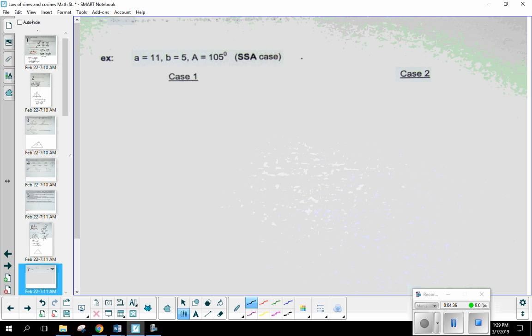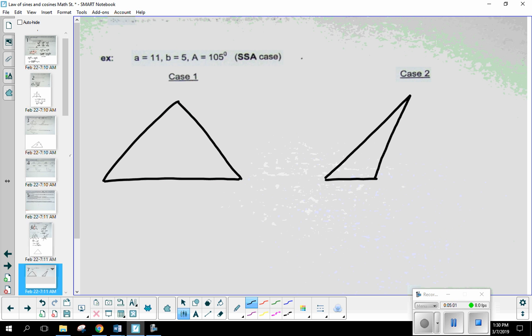Okay. So let's go ahead and see how far we can get. A is equal to 11, B is equal to 5, and angle A is equal to 105 degrees. Now, just for the sake of consistency, the diagrams that I'm about to draw are not going to be correct by any means. Remember, I always say start with an acute triangle and then go for the obtuse one.